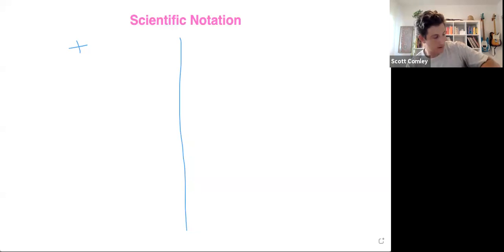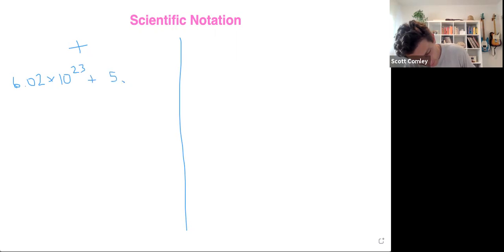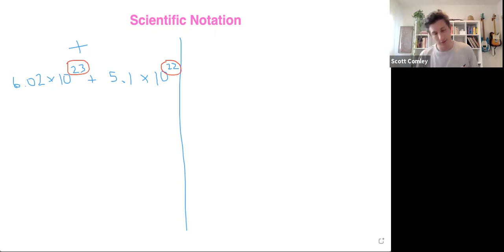Okay, so let's start small and do an addition one. With addition, they need to have the same exponent. So let's say we have 6.02 times 10 to the 23rd plus 5.1 times 10 to the 22nd. Well, the exponents don't match, and so we can't do addition or subtraction unless they match. With multiplication and division, they don't have to match, but addition and subtraction, they do. So with 22 and 23, we can choose either one, but let's do the 22.